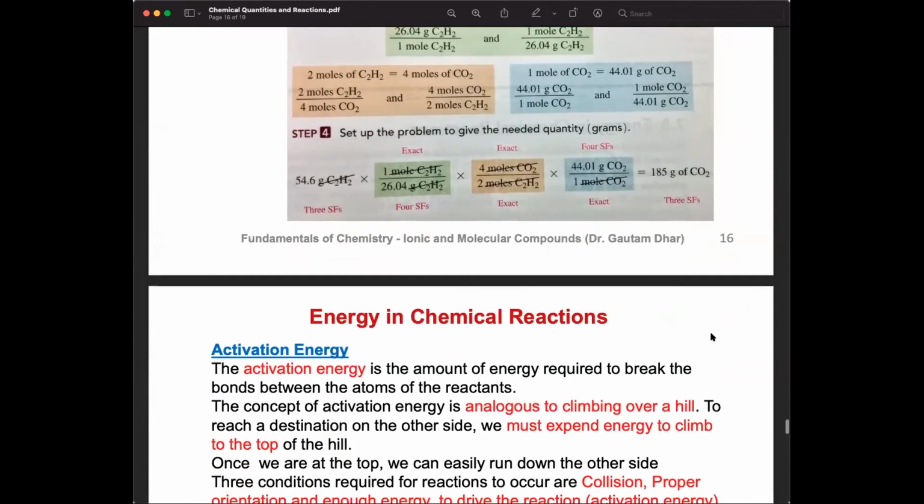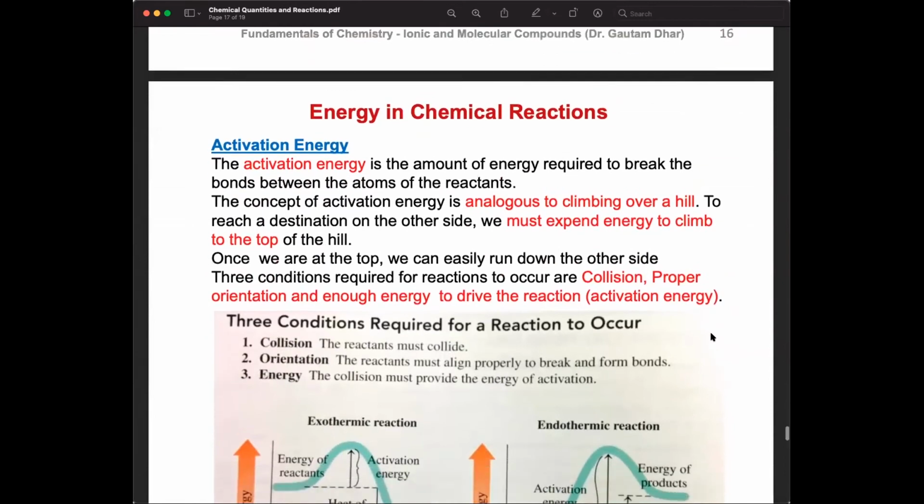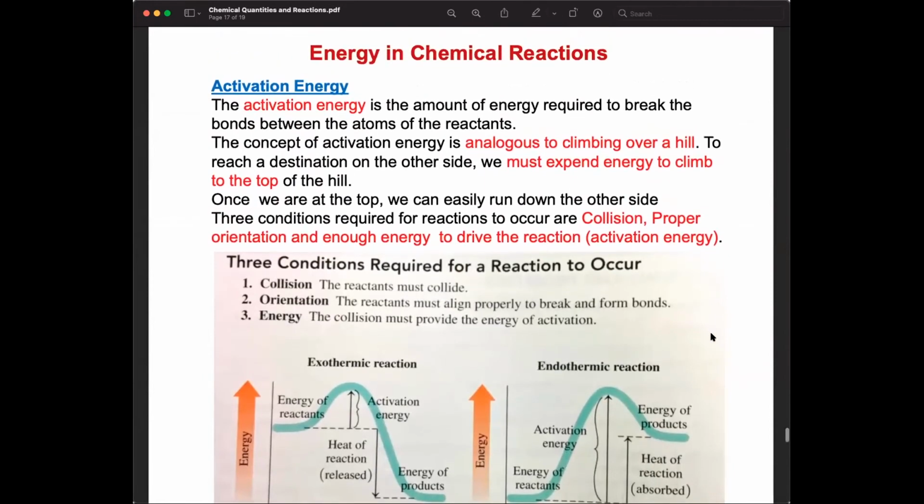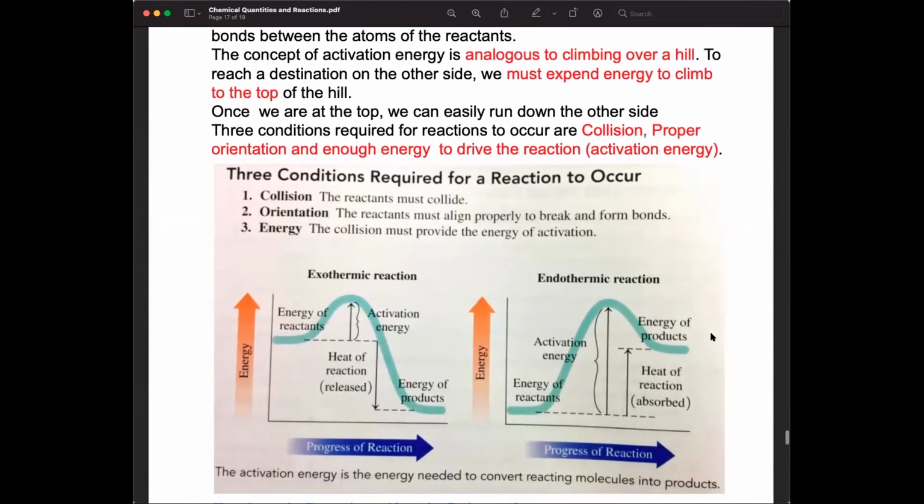Now, energy in chemical reactions. So all chemical reactions involve energy. So even when you are burning gasoline, you have to give a spark. Now, this is a brief of how a reaction proceeds. You have a reactant, and it is finally giving you a product.